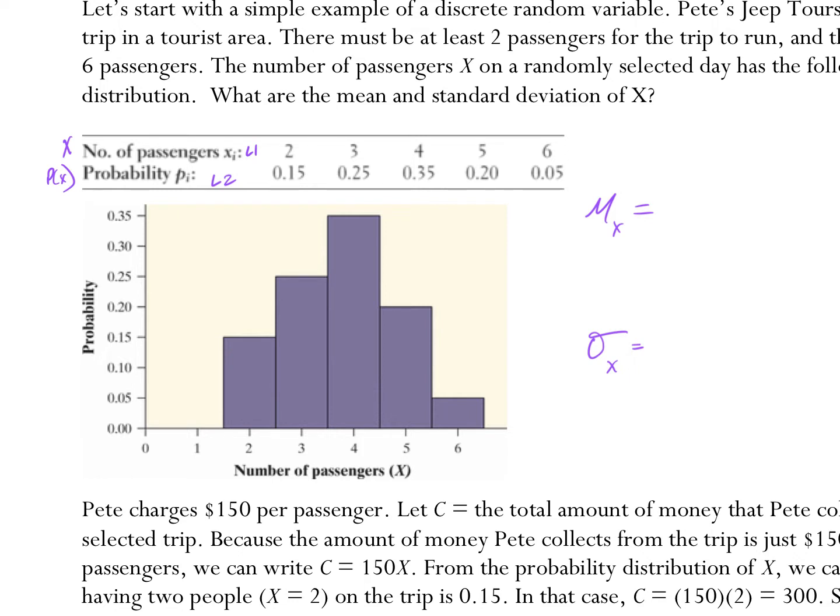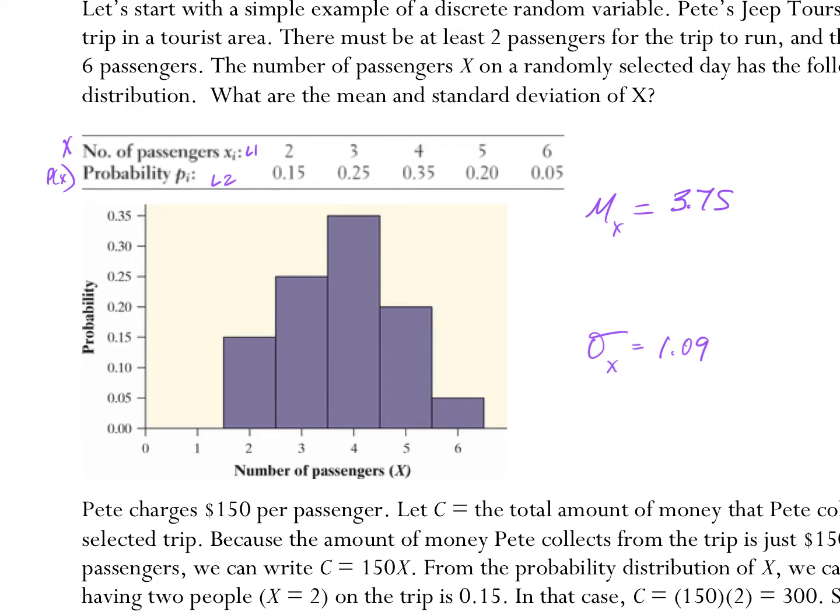Stat, arrow over to calc, one variable stats. You're going to want your list to be L1, and then you have to change that frequency list to L2. You get to L2 by hitting second 2. Did you get 3.75 for the mean and 1.09 for the standard deviation?